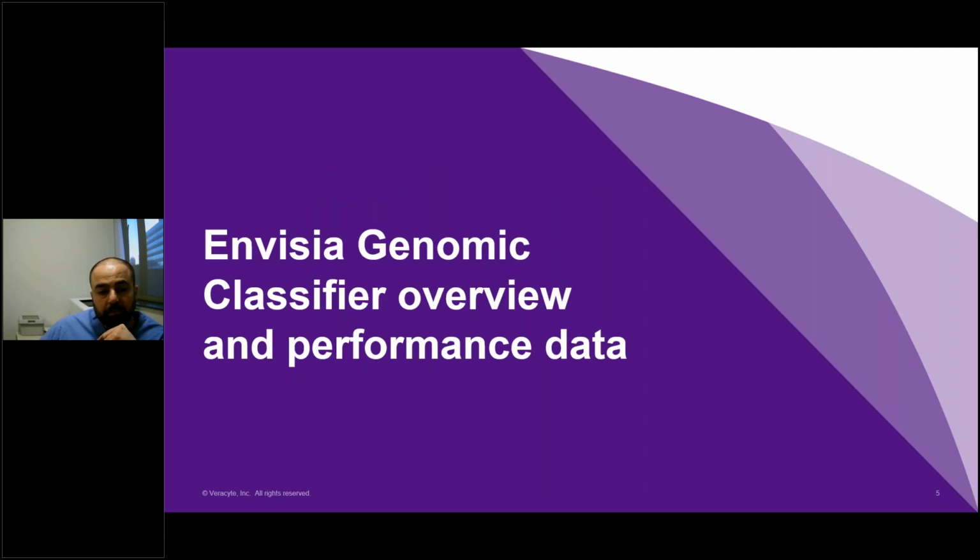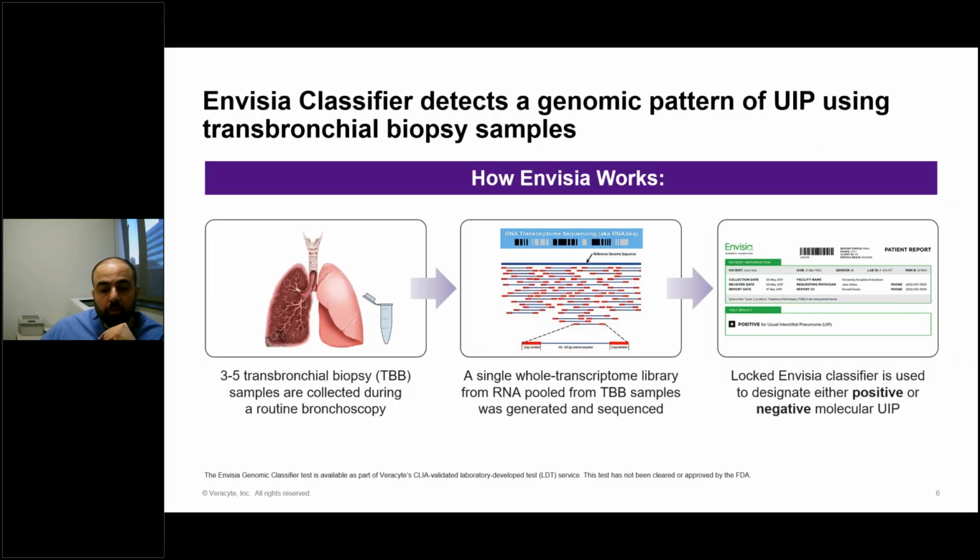So let's start with a genomic Envisia classifier overview and the performance data for the genomic classifier. So how does it work? You need at least 3 transbronchial biopsies that are collected during a bronchoscopy, whether you are associating that with a cryobiopsy or alone. A transbronchial biopsy, and not a cryobiopsy, has been validated for the Envisia classifier. So you send it in 3 separate tubes.